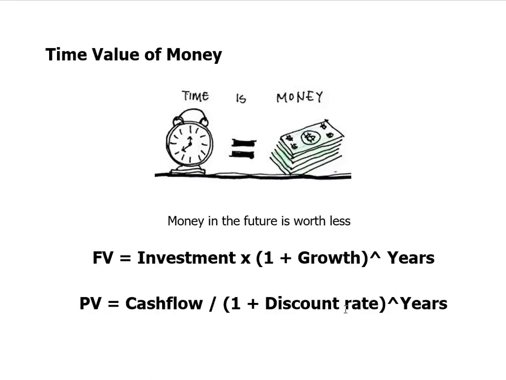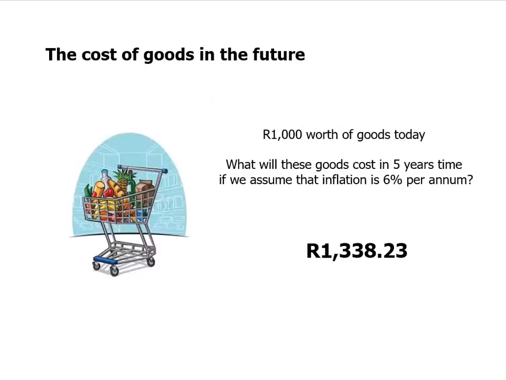But we might use a discount rate that maybe represents the riskiness of an investment or project from which we are getting these cash flows. We might use the cost of capital, and we'll talk more about that later. And again, it's to the power of years, and that's how we get the compound effect of this. So let's see how this might work.